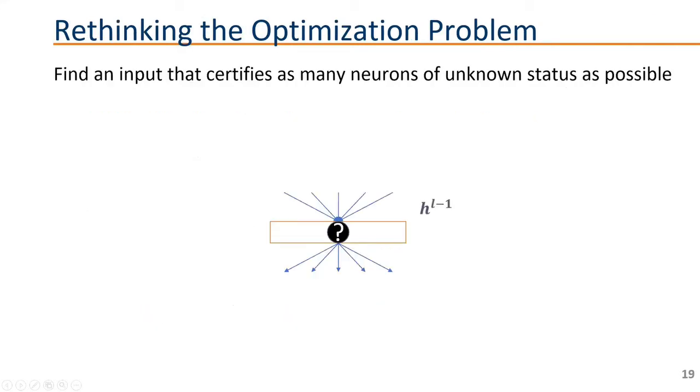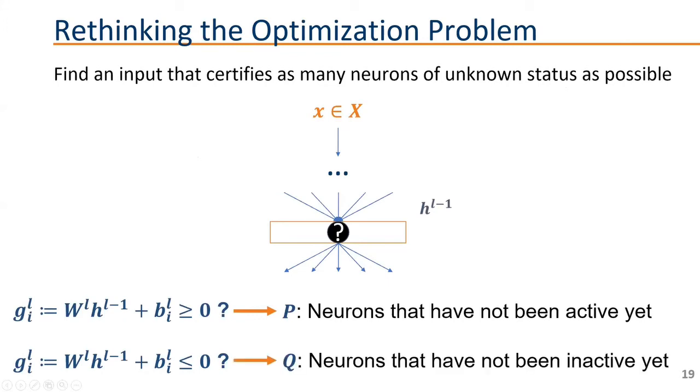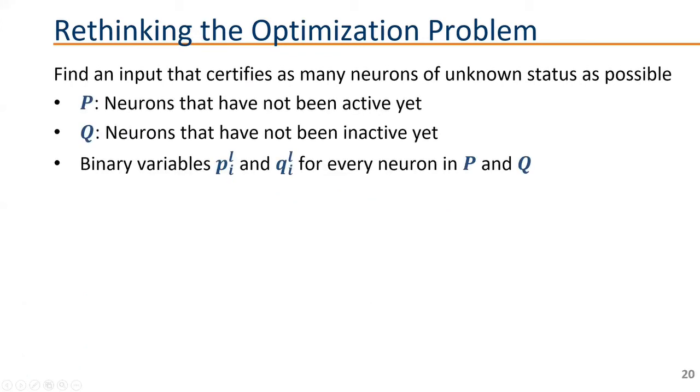So with that in mind, we're thinking now about a new optimization problem where we're trying to find an input that certifies as many neurons of unknown status as possible. We want to send an input to the neural network, and we want to determine, for a set P of neurons that we have never seen active yet, whether the pre-activation output can be greater than or equal to 0. And also we want to know whether some of the neurons in a set Q that we have never seen inactive yet have a pre-activation output that is smaller than or equal to 0. Now, putting this all together, we can have a binary variable for whether we have seen a neuron being active, P, and inactive, Q.